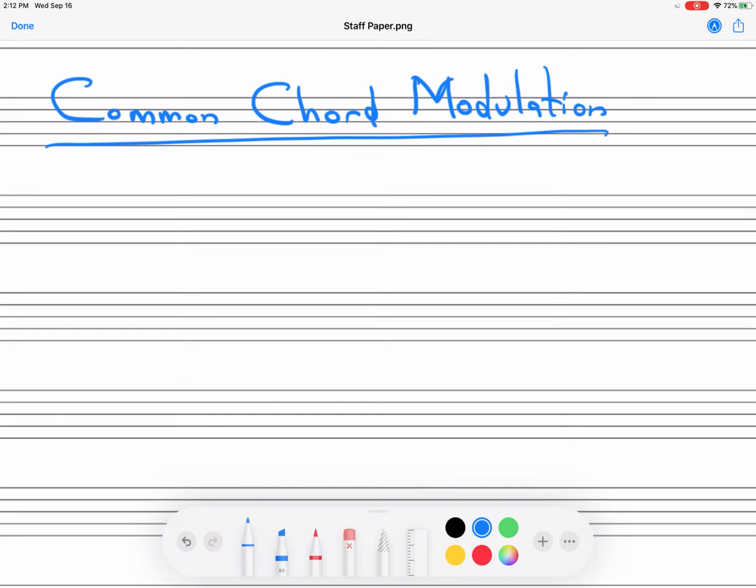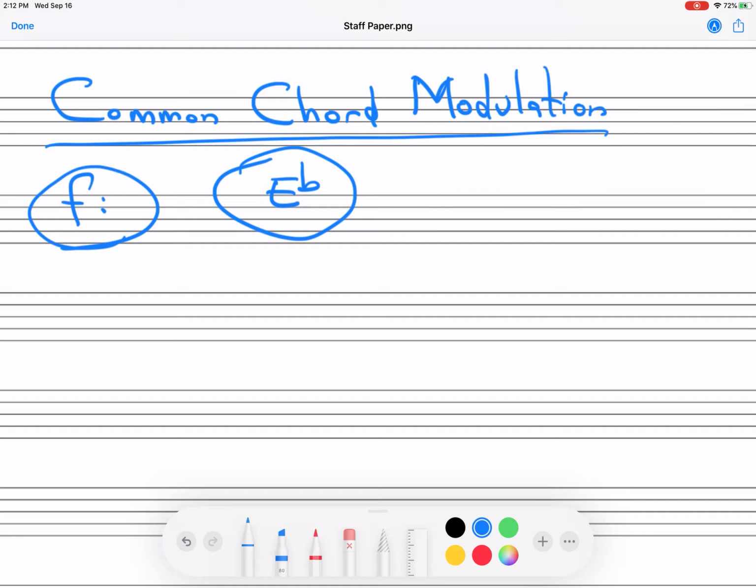In this video, I'm going to show you how to write the chord progression for a common chord modulation. So in the last video, I showed you how to find the common chords that you can use to modulate. And I think I'll use one of the ones that we did from an example from the last one. So we're going to modulate from F minor to E flat. And I think in that video, if I recall, we had two possible common chords.